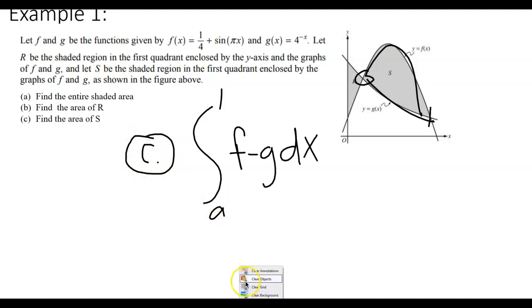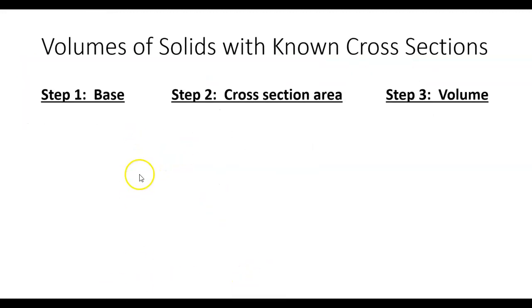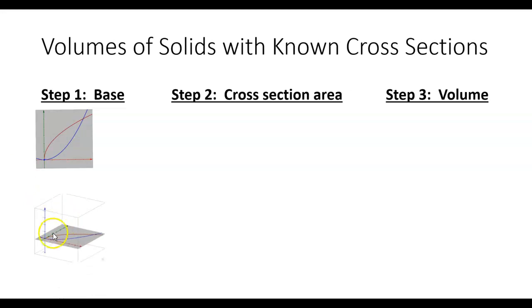Okay, so let's go ahead and move on to the next part of our notes here. Let's talk about volumes with known cross sections. There's 3 steps to this. The first thing you need to do is identify the base. So what is the base? Well, they're always going to give you a graph of 2 areas that are crossing. But the thing is that we want to think of that in a 3-dimensional sense. So I'm going to take this image and lay it down in a 3-dimensional plane.